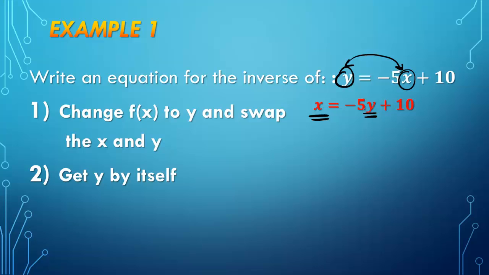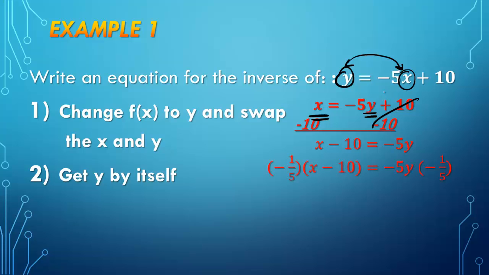Get y by itself, same second step. This one's going to require a few extra steps. First, we have to subtract 10 from each side, because that's basically going to cancel this out. That's going to give us x minus 10 equals negative 5y. Y is still not by itself, so now we have to get rid of that negative 5. Now remember, you have to take the negative symbol with the 5.